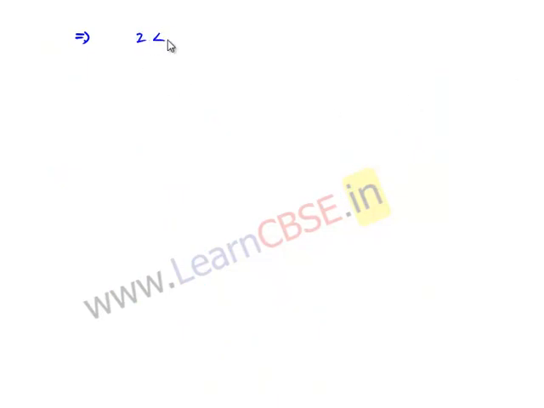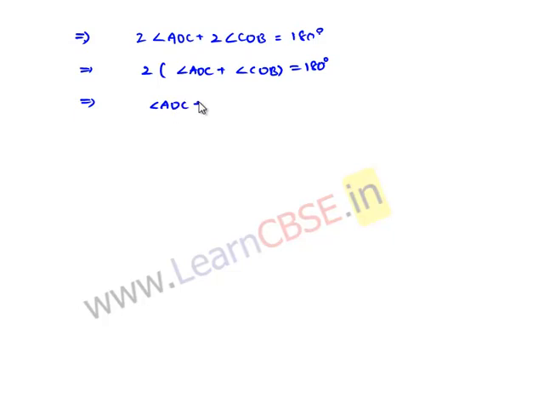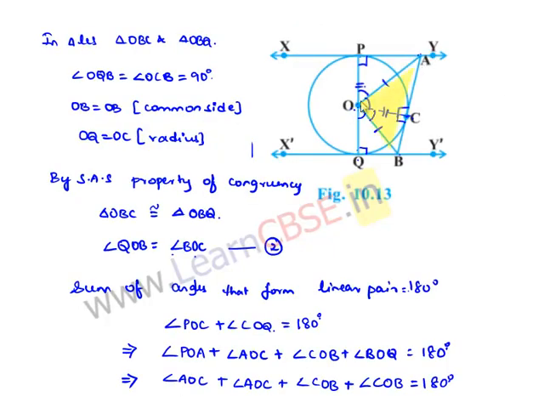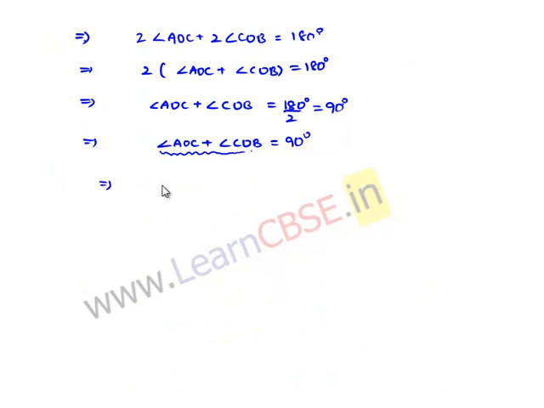Therefore we get the equation 2 times AOC plus 2 times COB is equal to 180 degrees. Let us take 2 common, then we get angle AOC plus angle COB is equal to 180 by 2, which is 90 degrees. Let us check in the figure which angle this sum is equal to. Angle AOC plus angle COB is the whole angle AOB. Therefore angle AOB is equal to 90 degrees. This is the required proof.